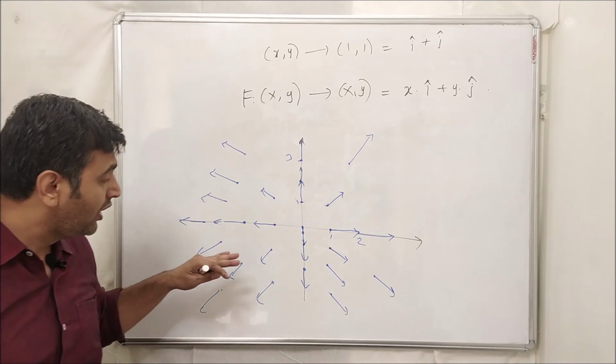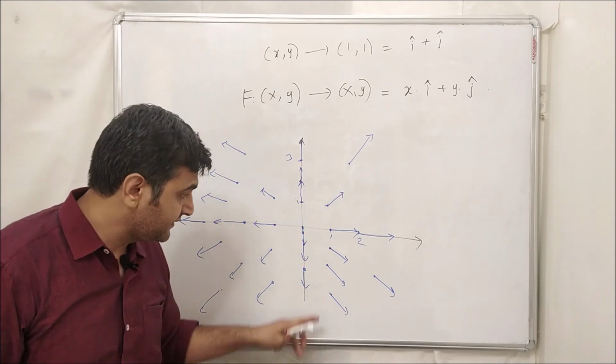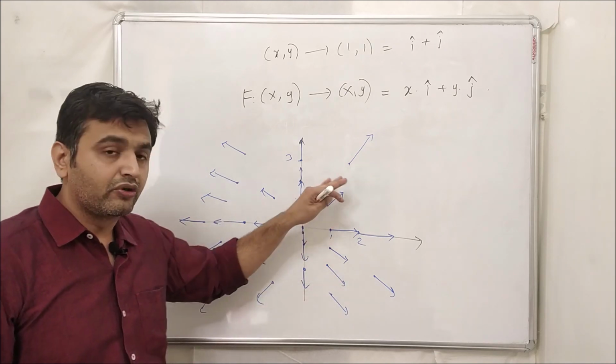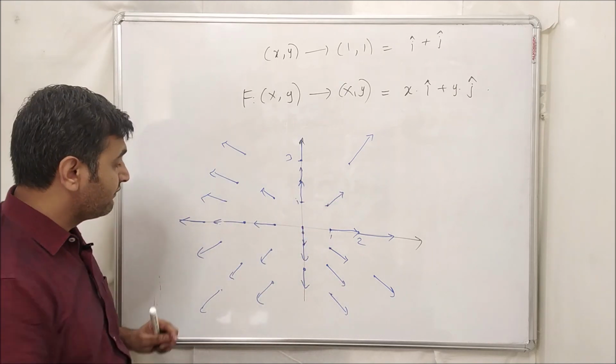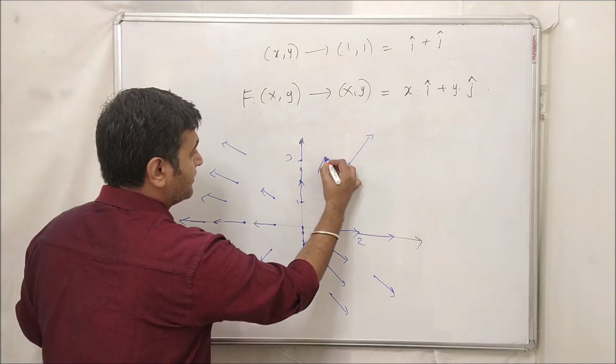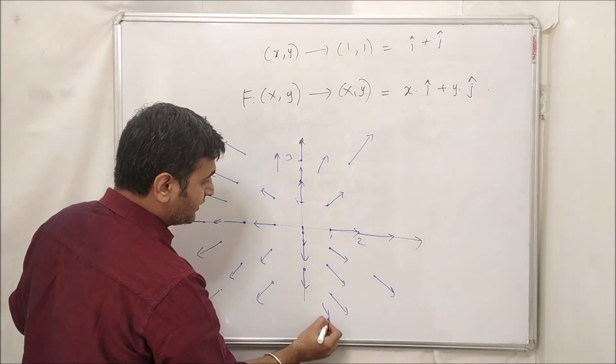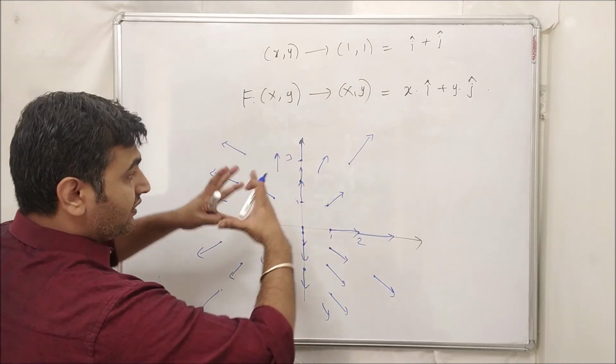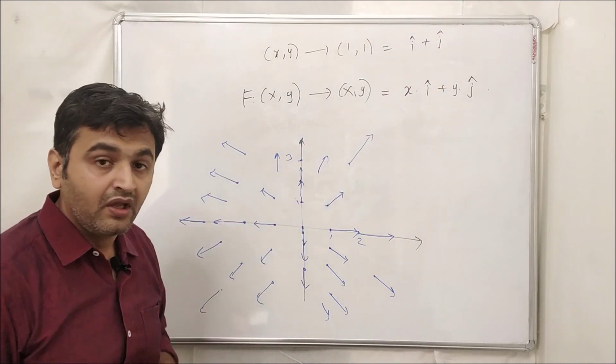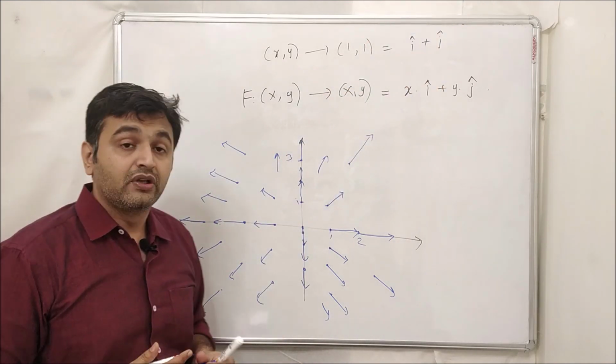So always plot the vector fields on the coordinate axis and in the quadrants, first, second, third, fourth. And once you draw, now you can see the pattern. Here you can see the nice pattern once you draw more and more vectors. Here they are spreading out. Okay, so that's how you plot the vector fields.